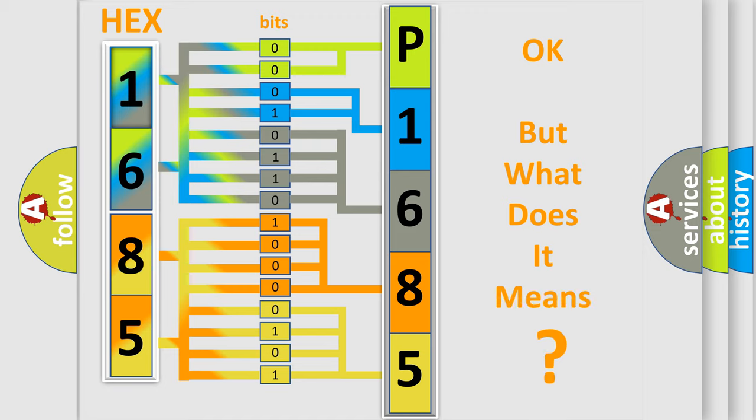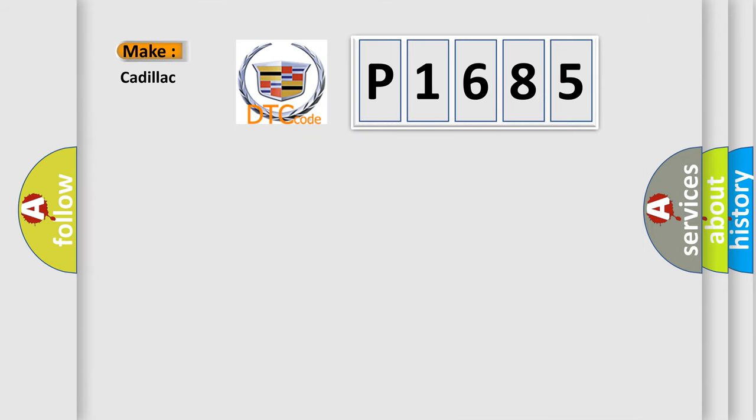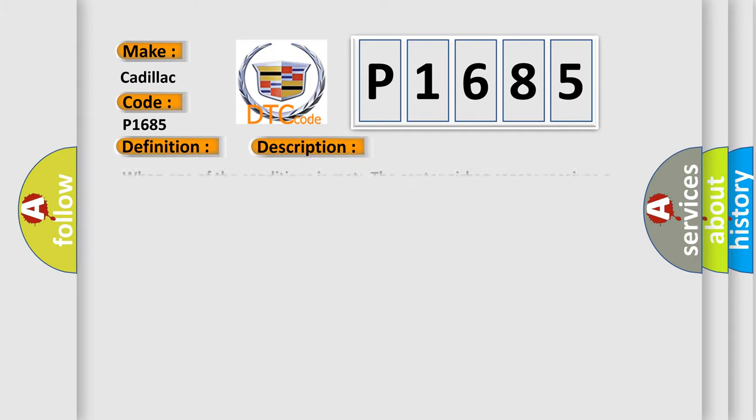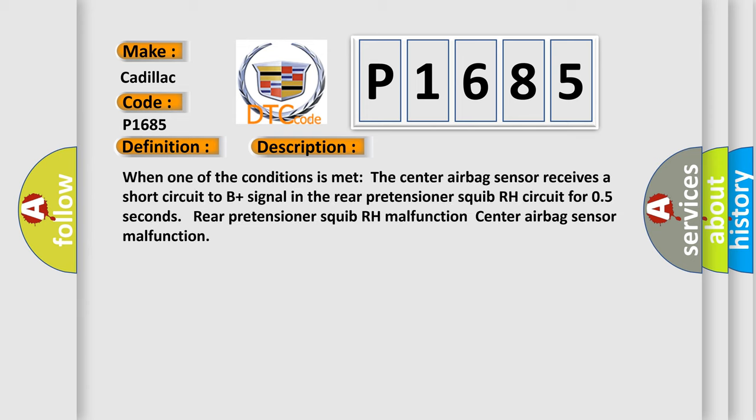The number itself does not make sense to us if we cannot assign information to what it actually expresses. So, what does the diagnostic trouble code P1685 interpret specifically for Cadillac? The basic definition is short to B plus in rear pretensioner Squib RH circuit. And now this is a short description of this DTC code.